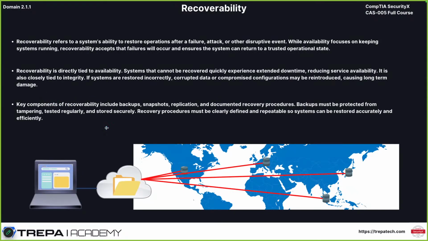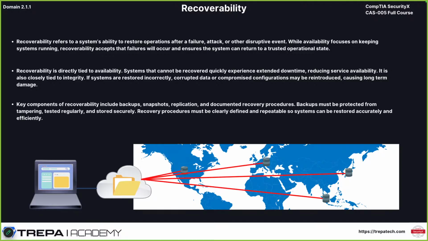Okay, recoverability. Recoverability refers to a system's ability to restore operations after a failure, attack, or other disruptive event. This is another broad term saying, as cybersecurity professionals, do we have certain controls, policies, and technologies in place to make sure that our key infrastructure can come back online in case of any sort of disaster, whether that be an attack, a natural disaster, a power outage, or even a resource getting overused, or organically, maybe just an uptick in customers, legit traffic.